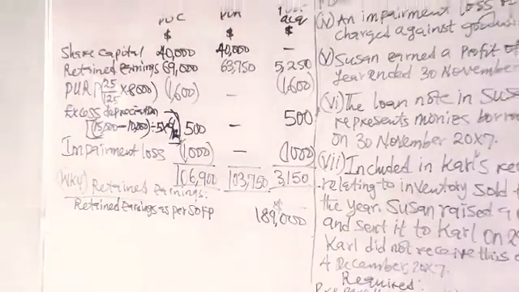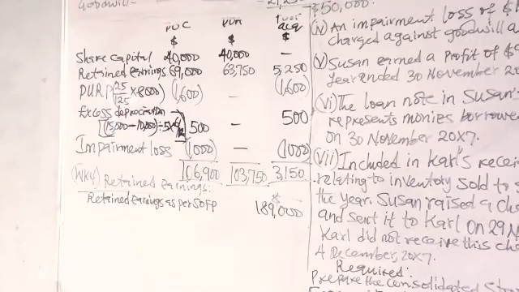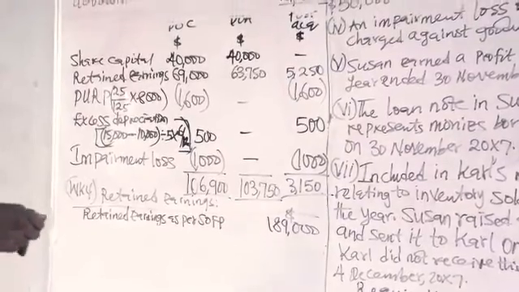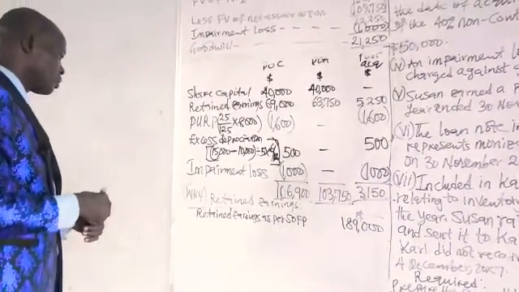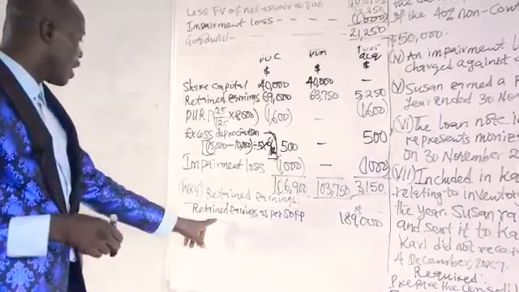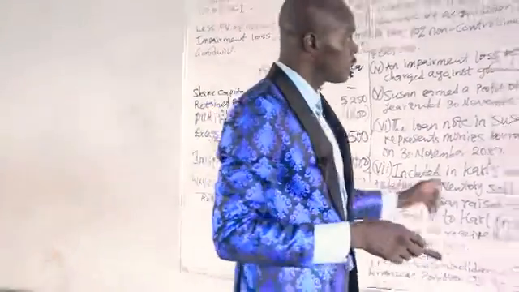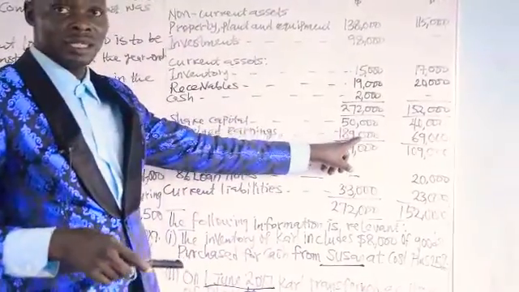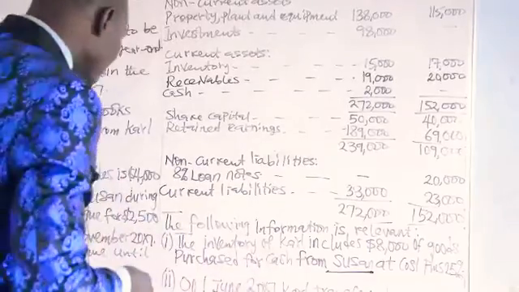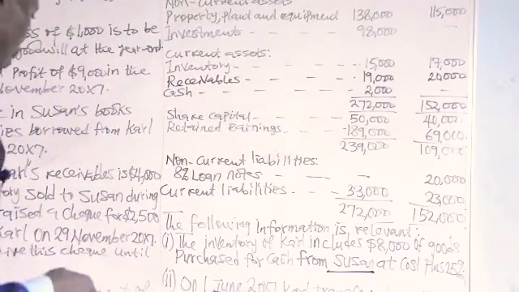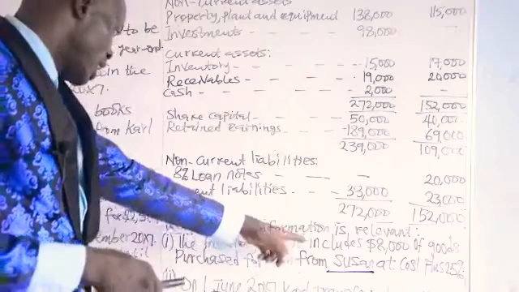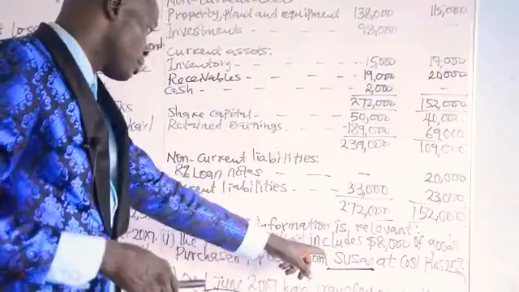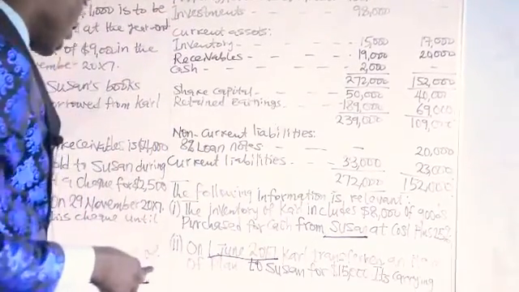So to determine retained earnings, I've told you that you have retained earnings as per the statement of financial position, which is 189,000. Then in the notes, there is a transfer of inventory. Here, Car is not the seller. I've told you that the unrealized profit should be deducted from the retained earnings of the seller, and that has been deducted from the retained earnings of Suzanne.